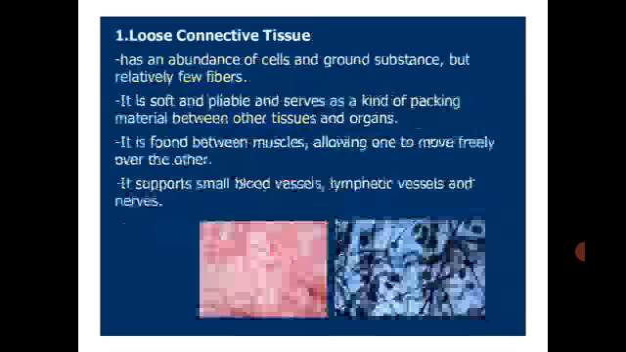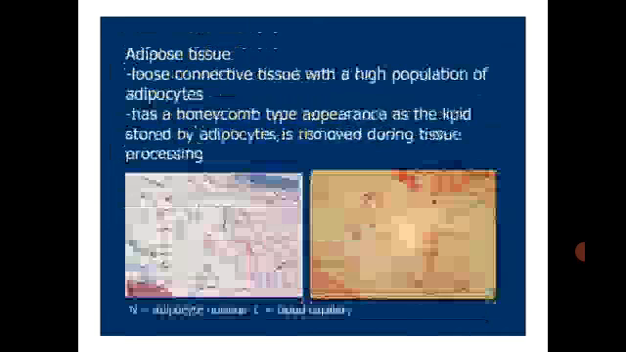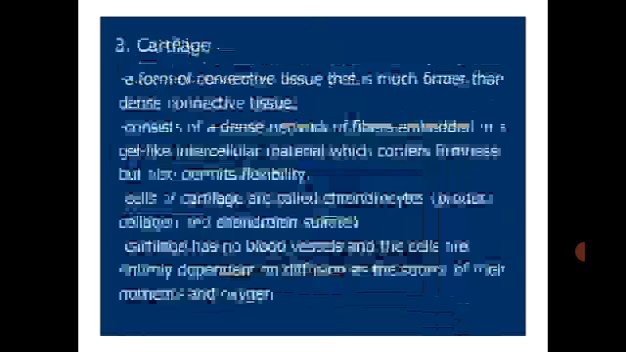Loose connective tissue is found between muscles and allows movement. It supports small blood vessels, lymphatic vessels, and nerve endings. It has an abundance of cells and ground substances but relatively few fibers. Adipose tissue is also an example of connective tissue, and it is an example of loose connective tissue. Dense connective tissue has a great proportion of fibers, fewer cells, and less ground substance than loose connective tissue.